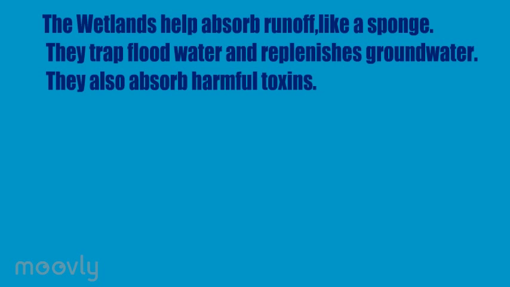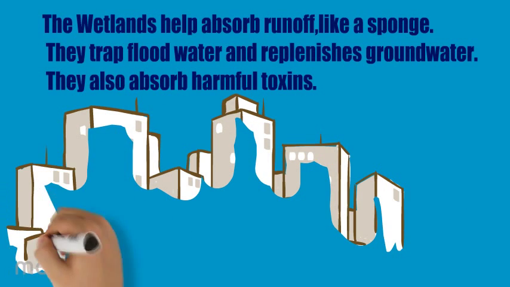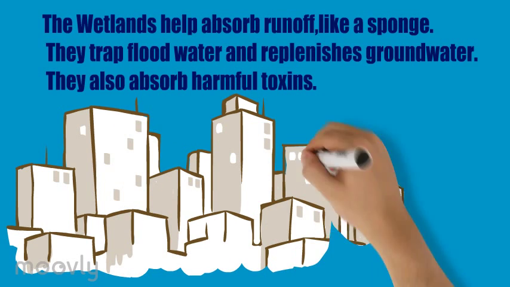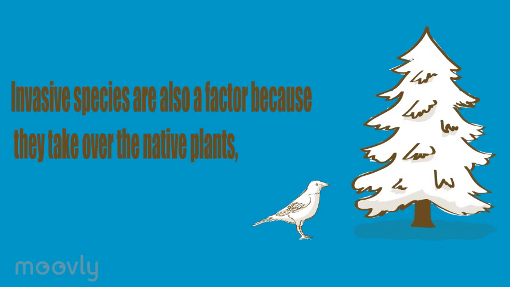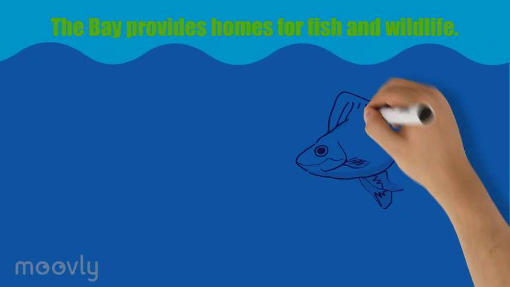The wetlands help absorb runoff like a sponge. They also trap floodwater and replenish groundwater. They also absorb harmful toxins. Invasive species are also a factor because they take over native plants, affecting the habitats. The bay provides homes for fish and wildlife.